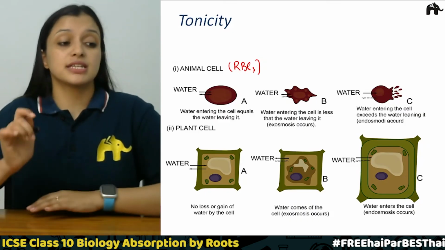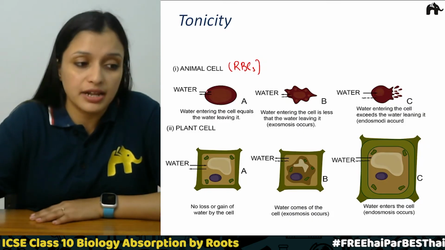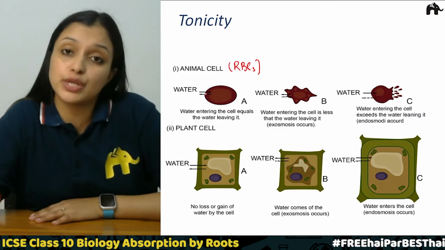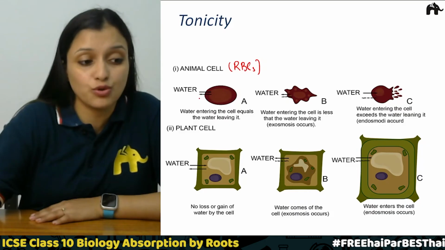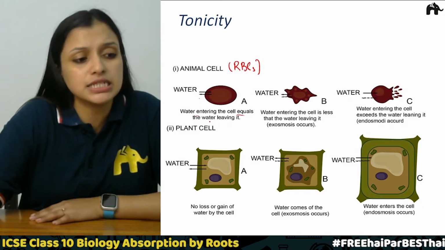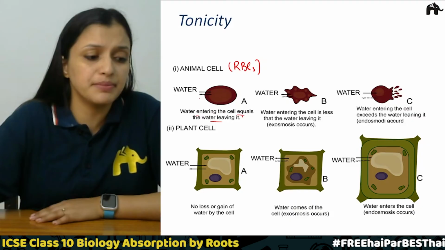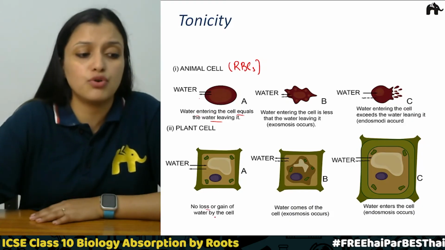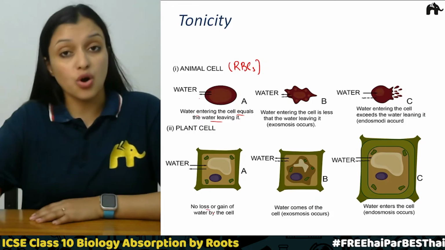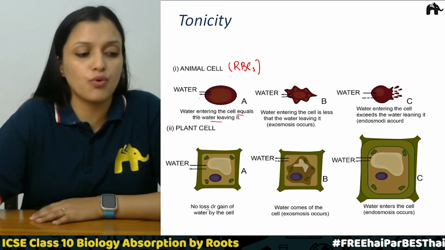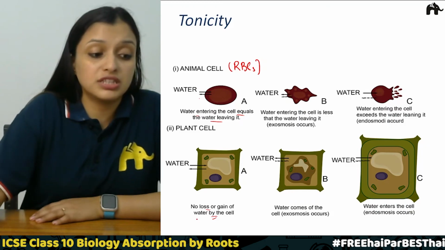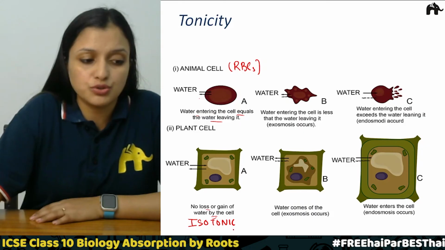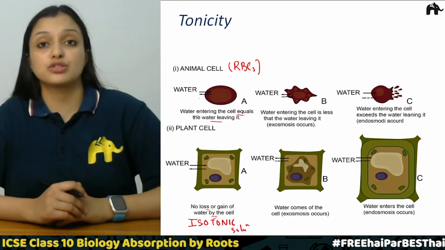The first one is the case where the RBCs are inside a solution where the water molecules are entering into the cell and also leaving the cell. So water entering the cell is equal to the water leaving the cell. The same is the case for the plant cell. So there is no net loss or gain of water by the cell. So what type of condition is this? This is an isotonic solution.